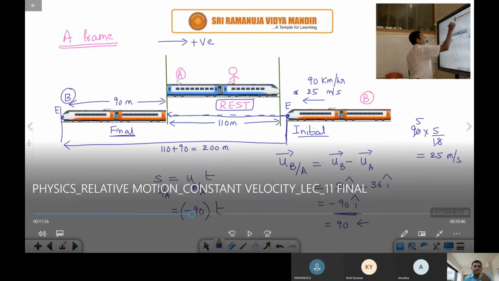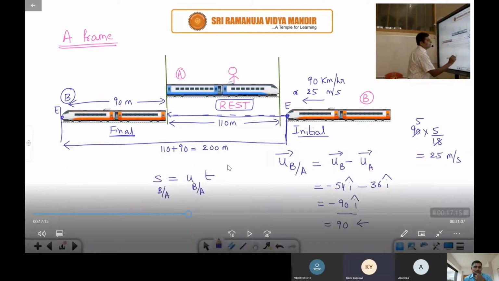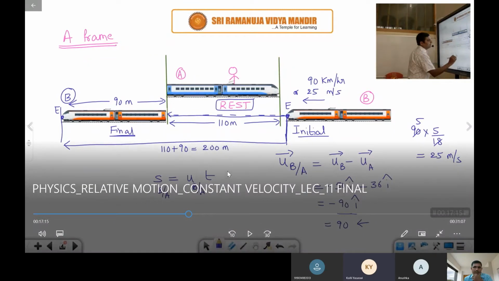We took the sign convention for the right side as what? Positive. So it is moving to which side? The red train is moving to the left side. Left side means how much? Minus 200. So minus 200 is equal to what? What is the velocity of B with respect to A? Minus 54 minus 36, which is minus 90.